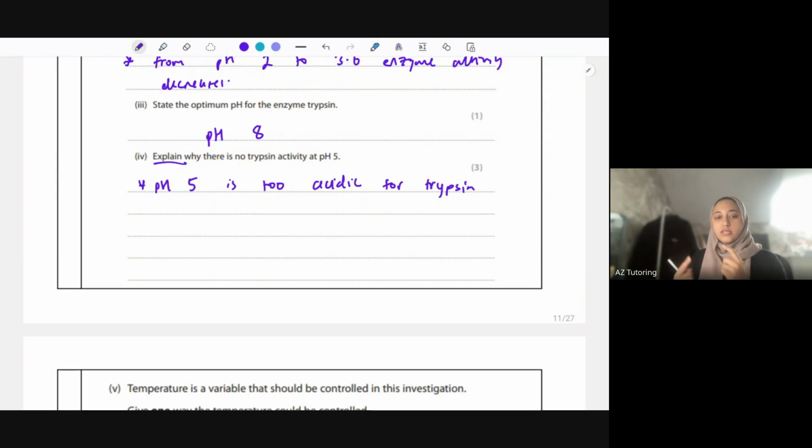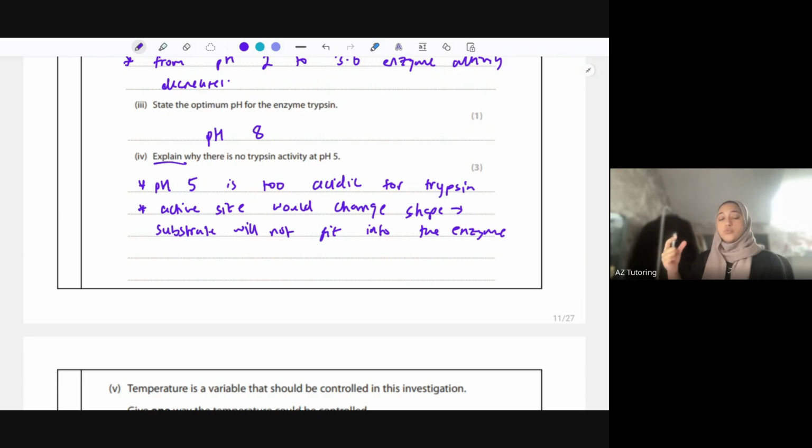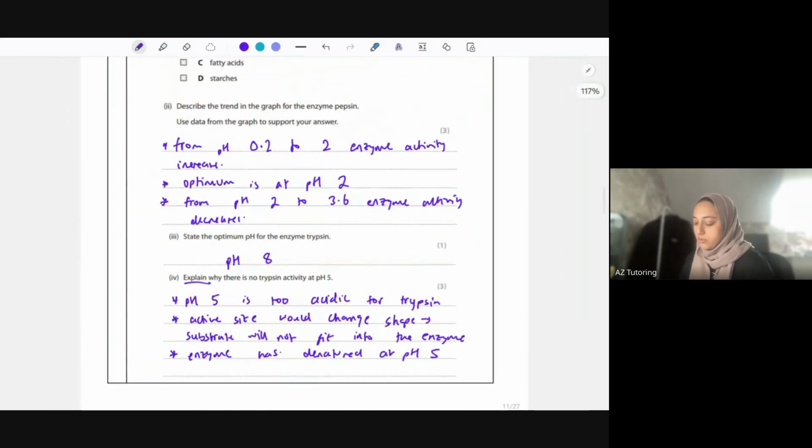So this is where you're speaking about the enzyme active site and the denaturing. So you would say at pH 5, the active site would change shape. And if the active site changes shape, the substrate will not fit into the enzyme. And if the substrate's not going to fit into the enzyme, you call the enzyme denatured. So that's your final mark. Enzyme has denatured at pH 5. That's why there's no enzyme activity there at all. So yeah, that's 3 marks there.